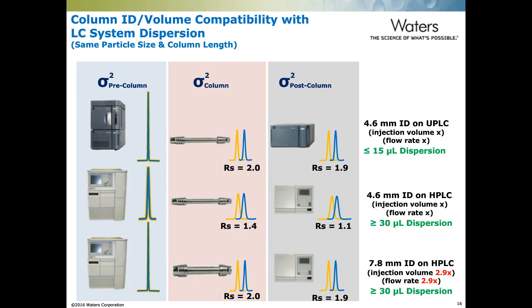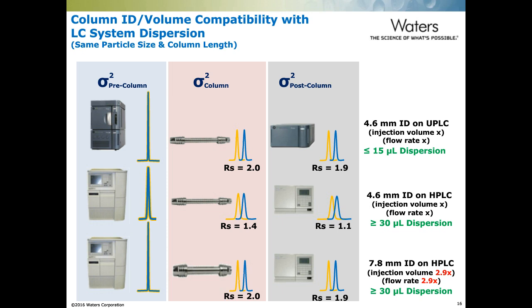In this slide, what we have on the top set going across is our pre-column dispersion, our dispersion on the column, and our post-column dispersion. If we run a UPLC system with a 4.6 millimeter ID column, we're going to wind up with an injection where we lose a little bit of resolution just from the injector into the head of the column.